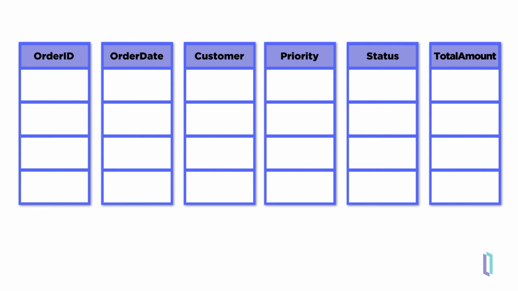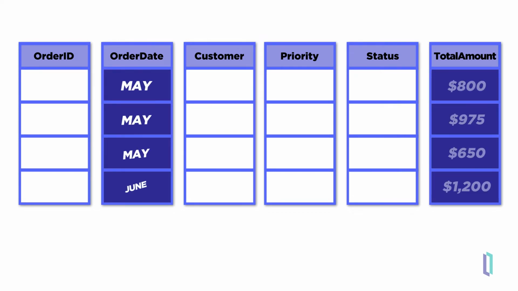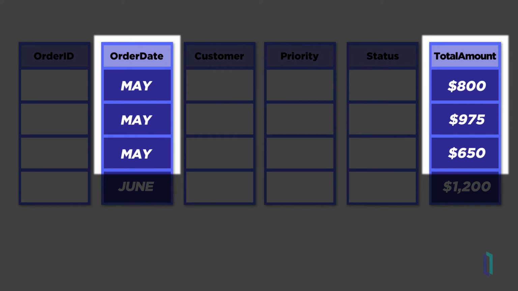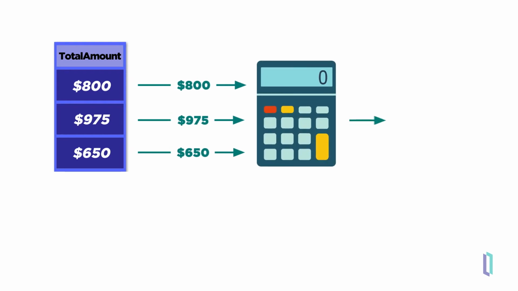Let's see how you would get the average earnings for a given month when using columnar storage. You only need to read two columns, order date and total amount. You can filter the order date column to select the orders placed in a certain month, then use fast vectorized processing to calculate the average from the total amount column.